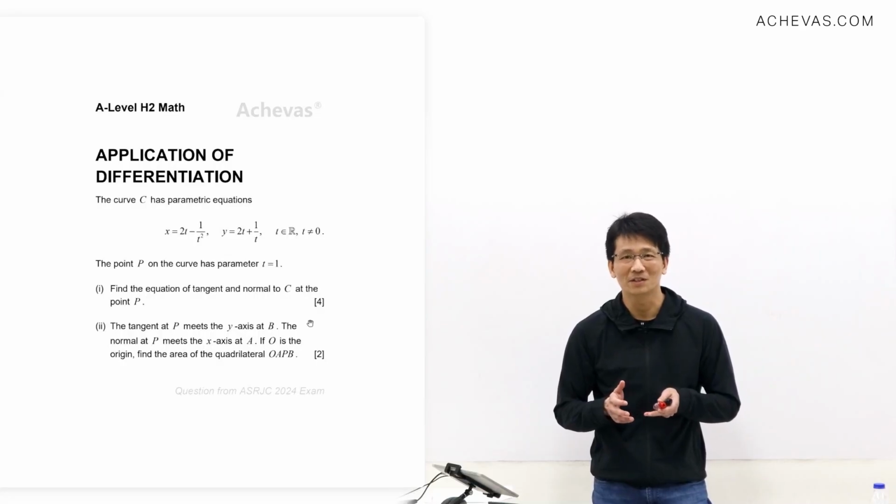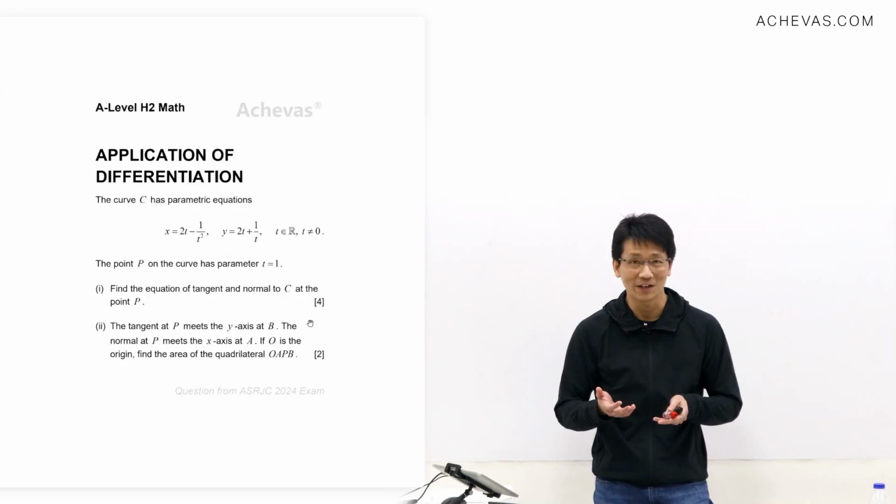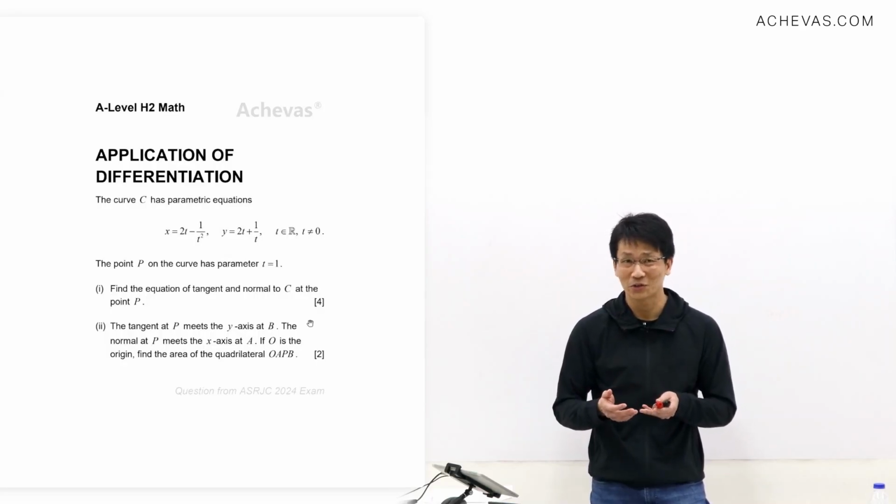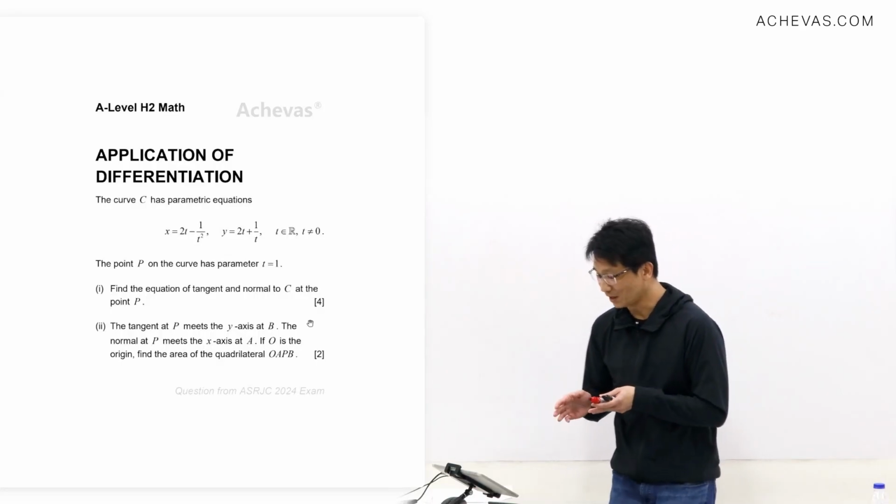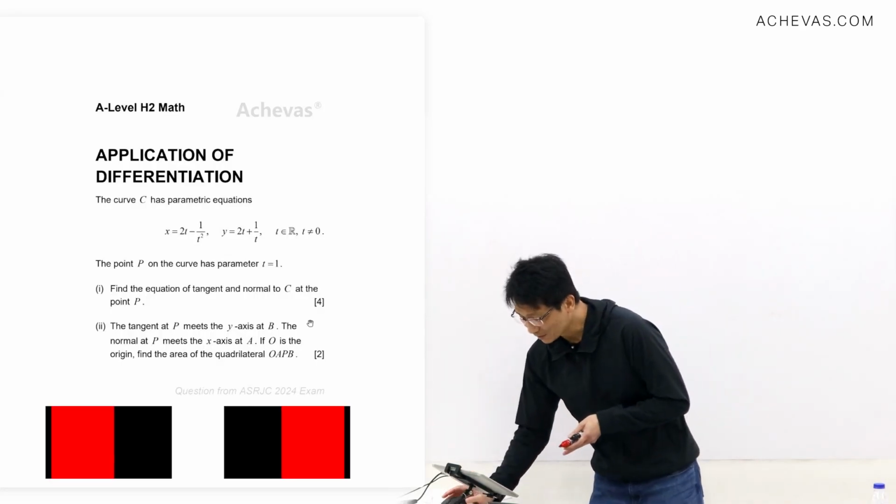Probably the main difference is instead of giving you a simple Cartesian equation whereby you can differentiate directly, like y in terms of x, instead they will give you a Cartesian equation which is much more complicated, whereby you might need to utilize implicit differentiation. Or maybe sometimes they will give you a parametric equation instead. So this is the question we'll be looking at.